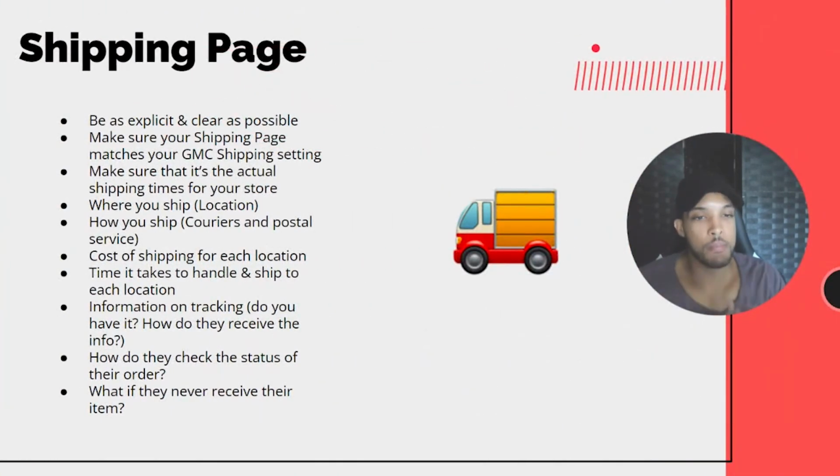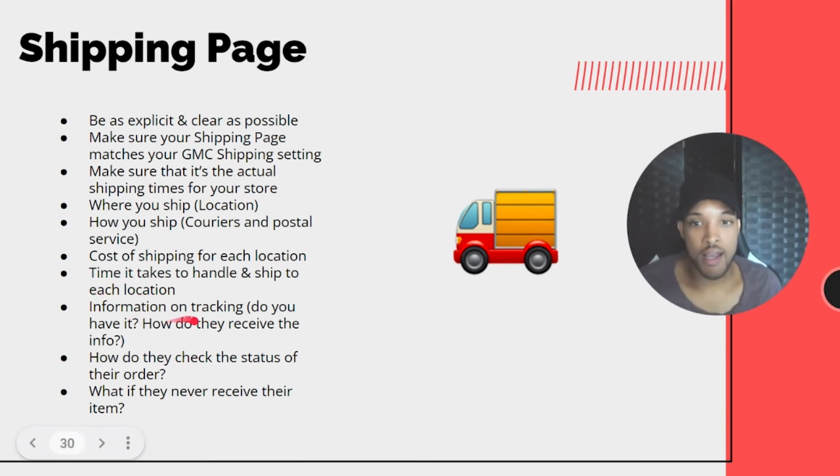Okay, cool. Now onto the shipping page. This is very important because it affects Google Merchant Center and the backend of Shopify and your actual website. So you need to be as clear as possible. Make sure your shipping page matches your Google Merchant Center, like I mentioned before, because it's all pulling from the business, influencing the advertising and not the other way around. Make sure the actual shipping locations, where you ship from, should be there, how you ship, postal services, cost of shipping, time to ship to each location, whether it's the United States, Canada, whatnot.